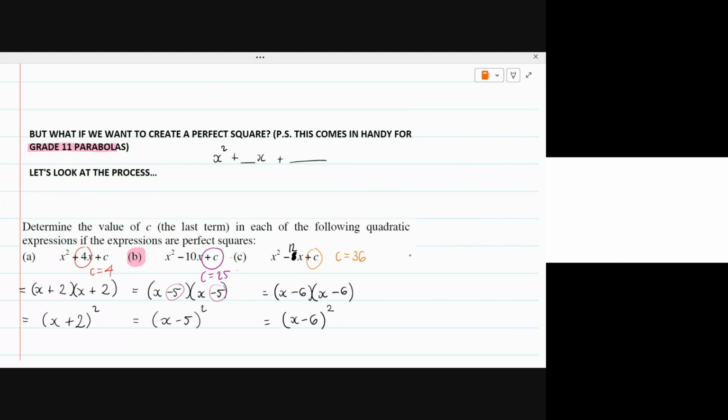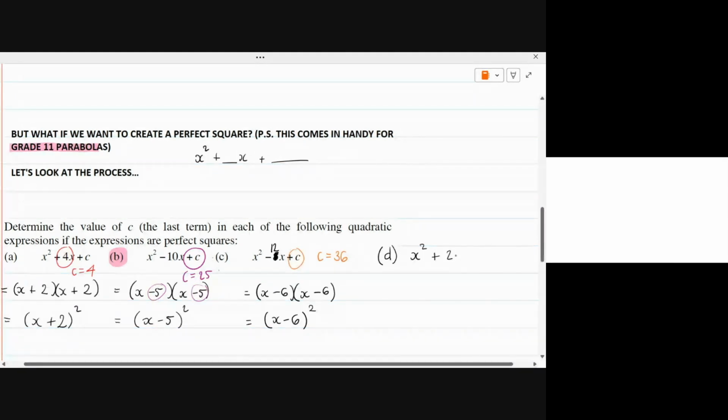Let's see if you guys can get this one. Here is D. Your next one says x squared plus 20x plus c. Figure out c for me, please. What is c going to be?